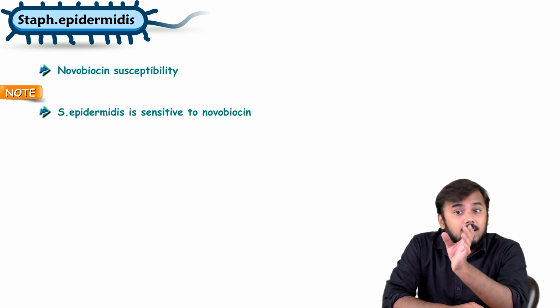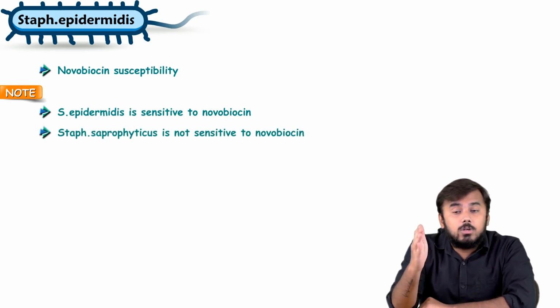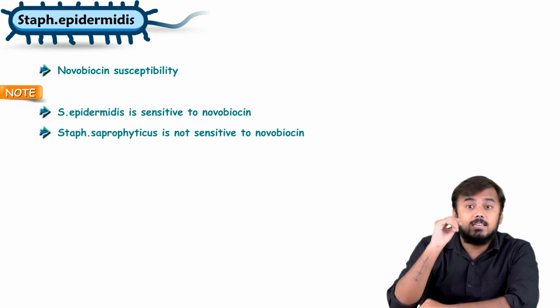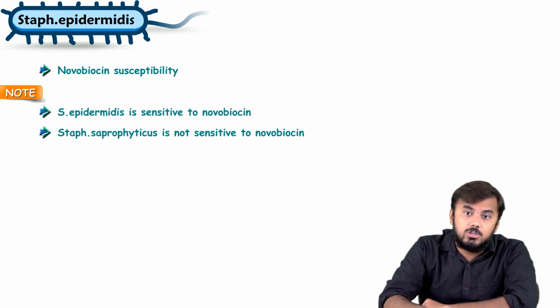Whereas on the left hand side where Staphylococcus saprophyticus was present, it is not sensitive to novobiocin, and that is the reason why there was no growth inhibition. There is no zone of growth inhibition. Okay, so I hope you understood very clearly. Right, let us move on.